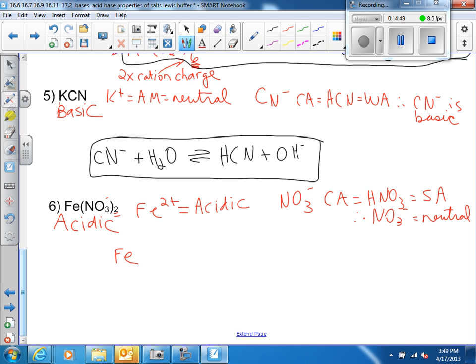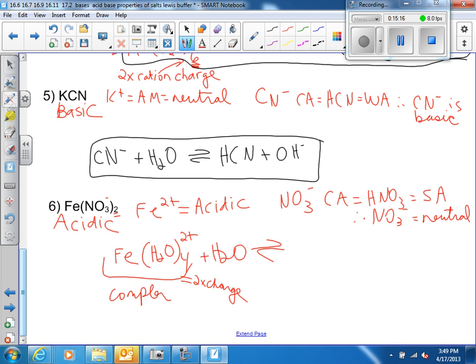We take our Fe, it's +2, so how many waters? Rebecca, call it out. How many waters? She left. We're going to have 4 waters because the number of waters will be 2 times the charge of the cation. And then we add a water. This is a reversible reaction. This piece right here is called a complex ion.